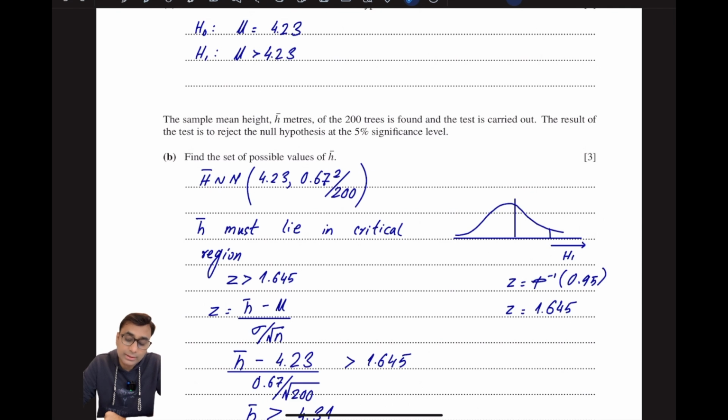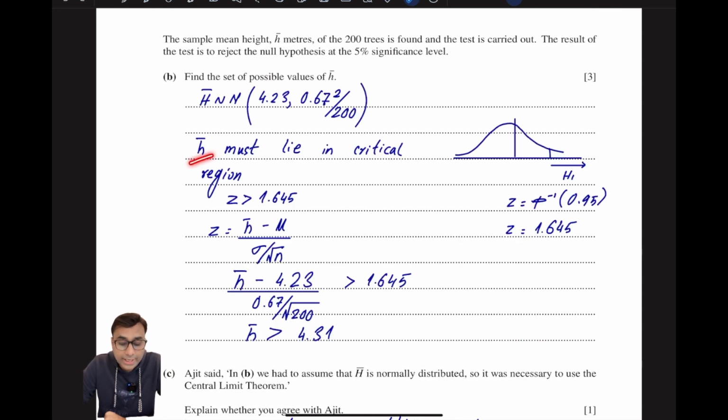Since it says the result of the test is to reject the null hypothesis, we know that our test value lies in the critical region, and if the test value lies in the critical region for 5% significance level, the critical region is going to be greater than 1.645. So that means Z has to be greater than 1.645. To convert h bar into Z, I will apply the formula, which is h bar minus mu over sigma upon under root n, and I know that this has to be greater than 1.645, and that tells me that h bar has to be greater than 4.31 for alternate hypothesis to be accepted.